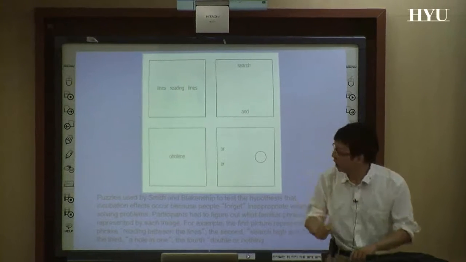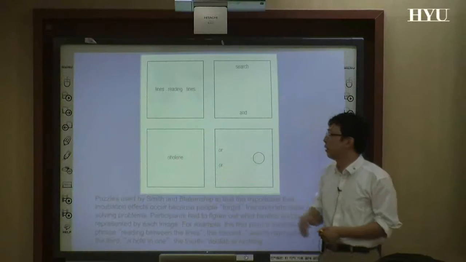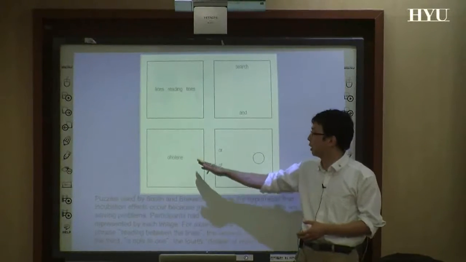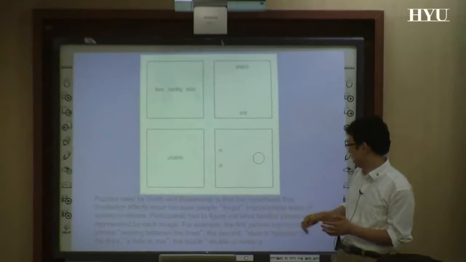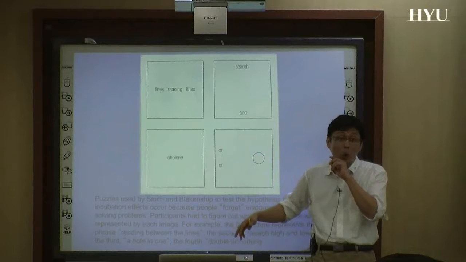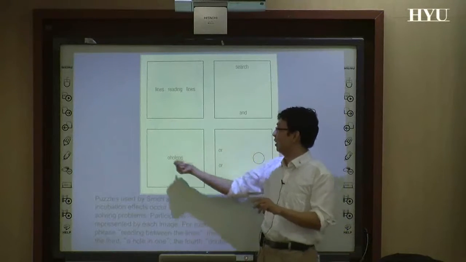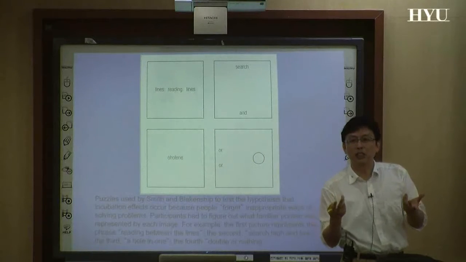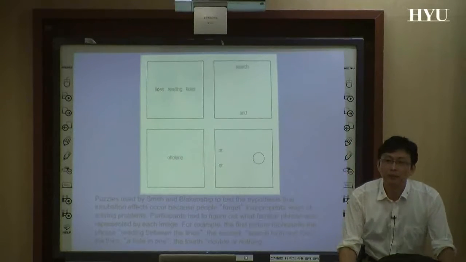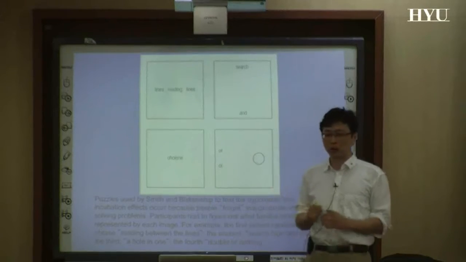The only different condition is this one. The relevant phrase about this picture 3 is, what is it? A hole-in-one. The goal, the hole-in-one, right? But the point is this one. I just give an instruction. This one is chemical code. The experimenter said, okay, this one is chemical code.